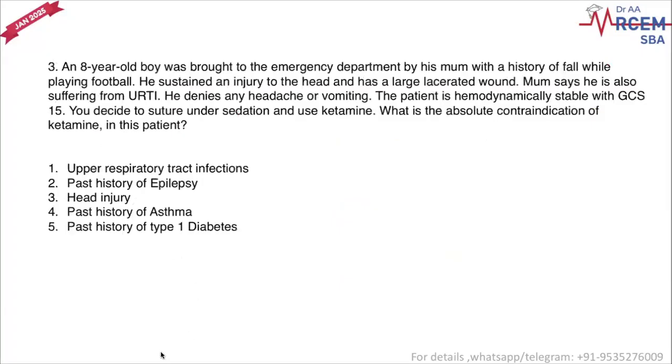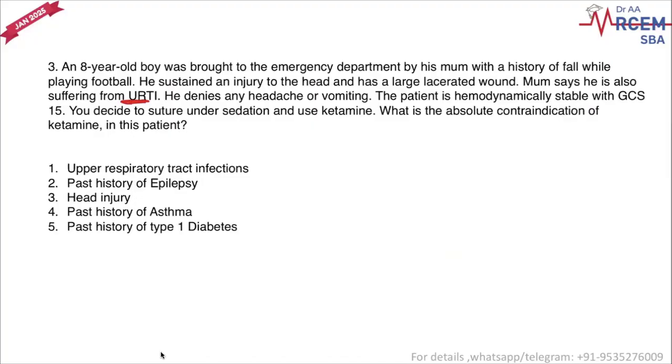An 8-year-old boy was brought to the emergency department by his mom with a history of fall while playing football. He sustained an injury to the head and has a large lacerated wound. Mom says he is also suffering from an upper respiratory tract infection. He denies any headache or vomiting. The patient is hemodynamically stable and the GCS is 15. You decide to suture under sedation and use ketamine. What is the absolute contraindication for ketamine in this patient?